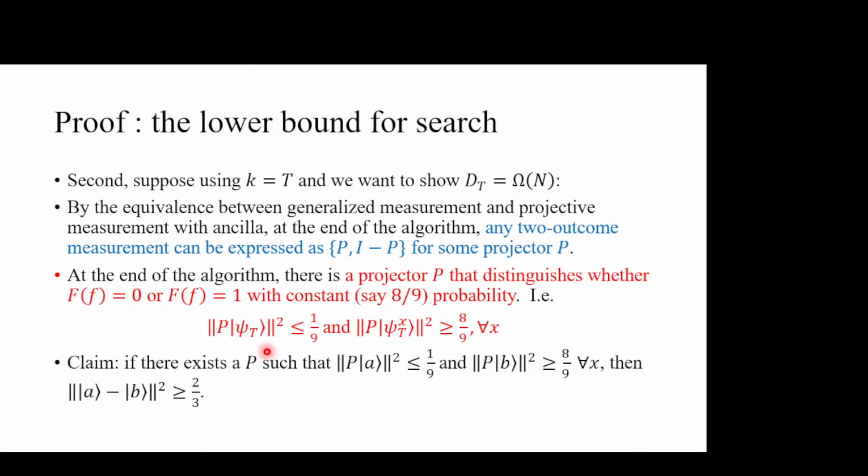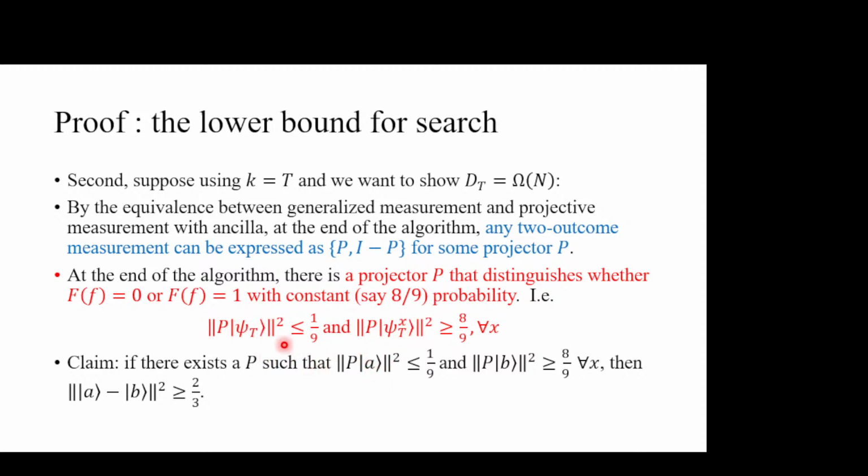Okay, so what's the failure probability? I'll write this in a different way. Success probability is 8 over 9, and that means that if you have a yes input, where you have a marked item, it should be accepted with probability at least 8 over 9. And then if you have a no input, where you have no marked item, then your projector should accept it with probability less than 1 over 9.